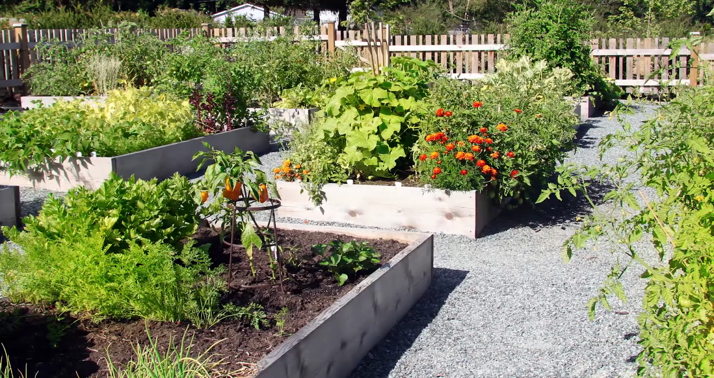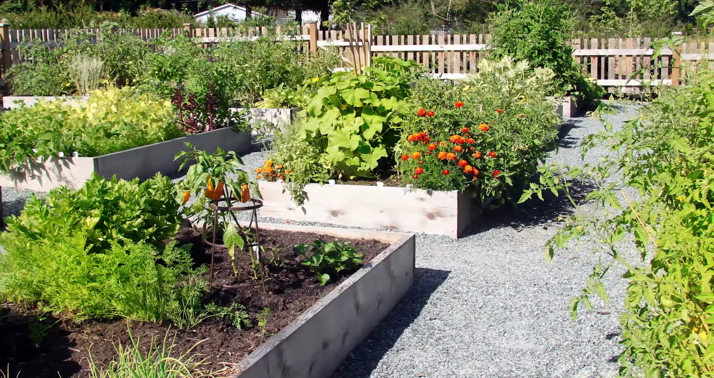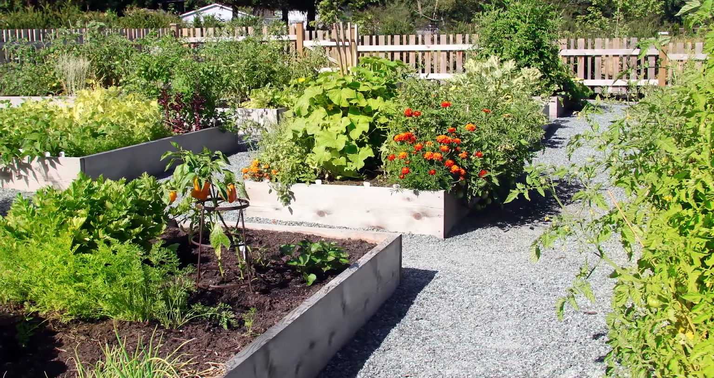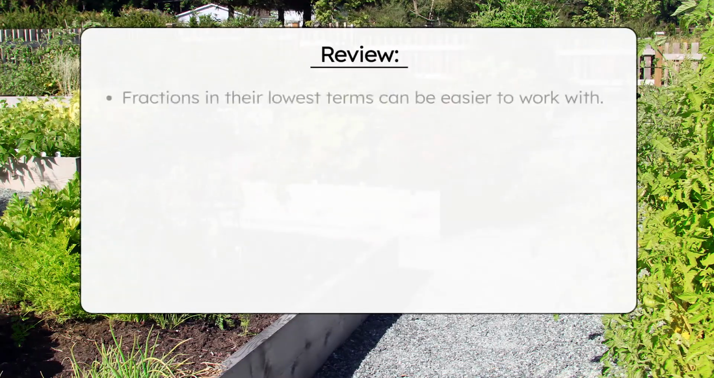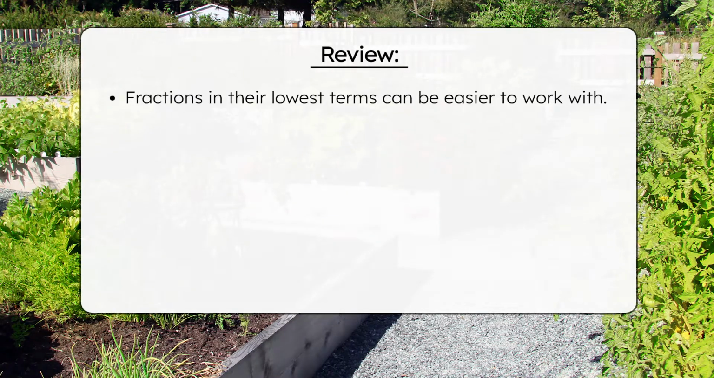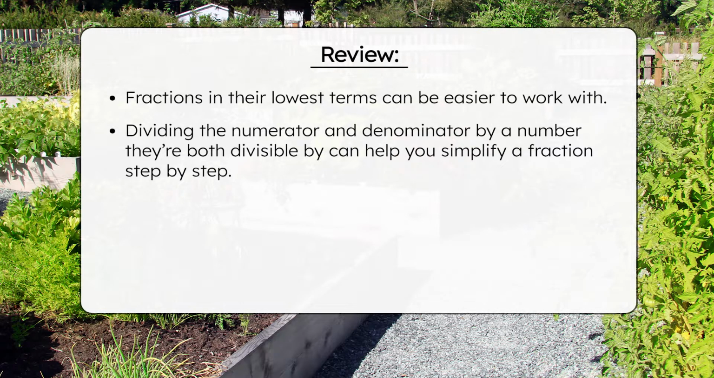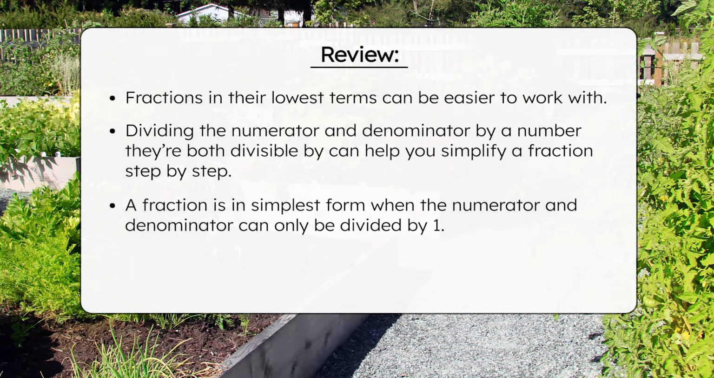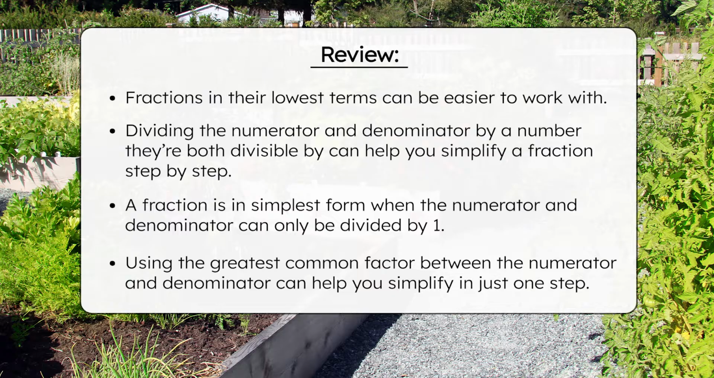So, what have we learned today, besides the fact that the garden shows us how beautiful simplicity can be? Well, now you know that fractions in their lowest terms can be easier to work with. Dividing the numerator and denominator by a number they're both divisible by can help you simplify a fraction step by step. A fraction is in simplest form when the numerator and denominator can only be divided by 1, and you also know that using the greatest common factor between the numerator and denominator can help you simplify in just 1 step.